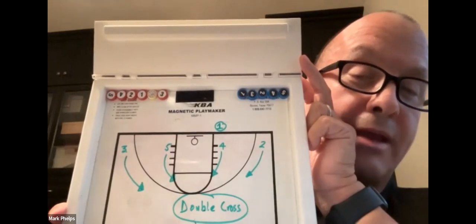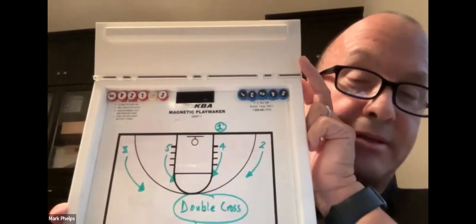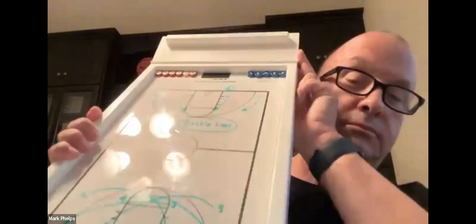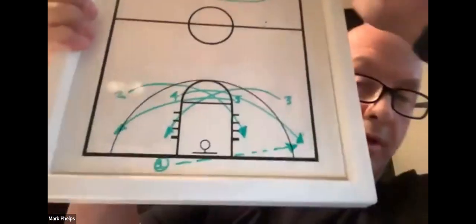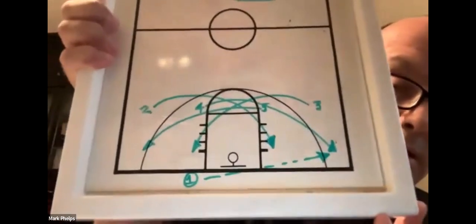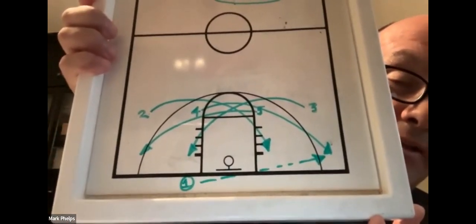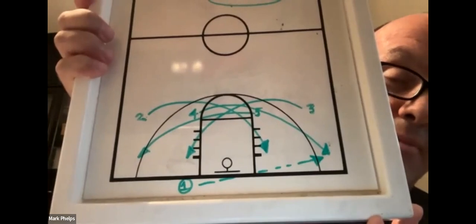And then the 4-man ends up sprinting to the opposite corner for a weak side pass, double cross. Okay, so there it is. Can we see it the same way? Once you get up to the foul line extended, they all take off at the same time.